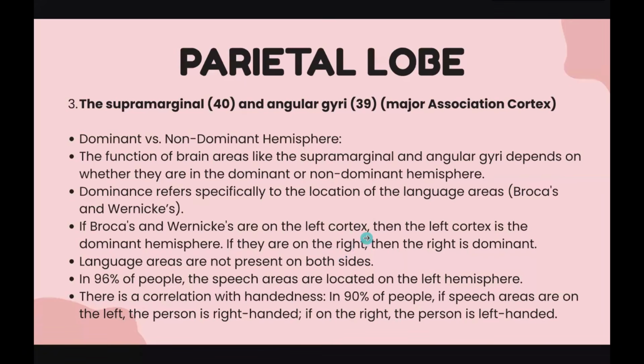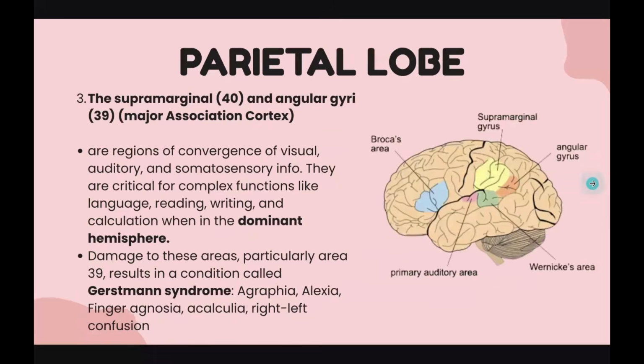I believe, inshallah, by now you guys have grasped this idea or this concept. It is really interesting. In the beginning it's a bit confusing, but I believe, inshallah, you guys got it. So these are the two areas that I was referring to, the angular gyri over here and the supramarginal gyri, or gyrus, I mean, over here.